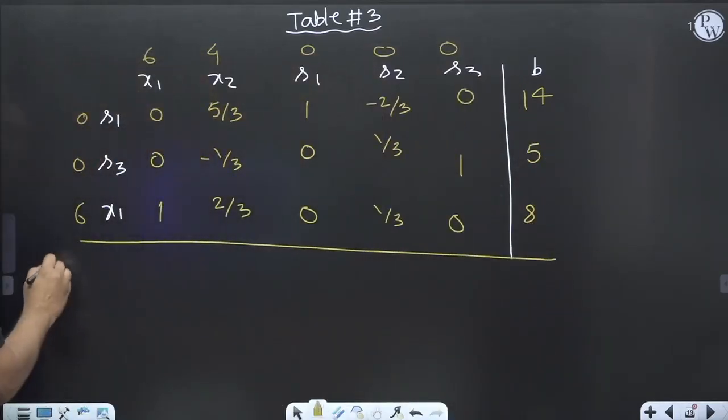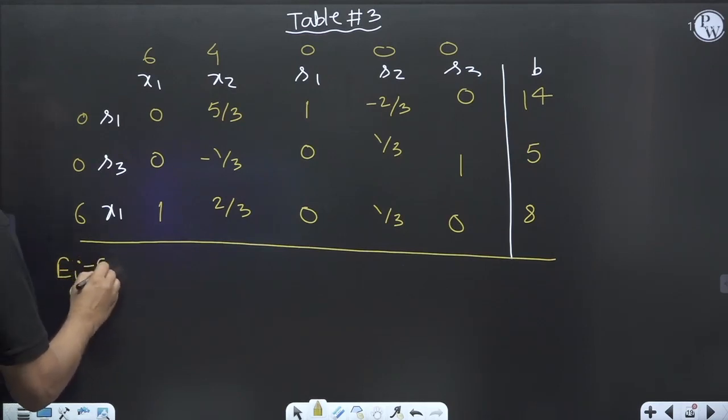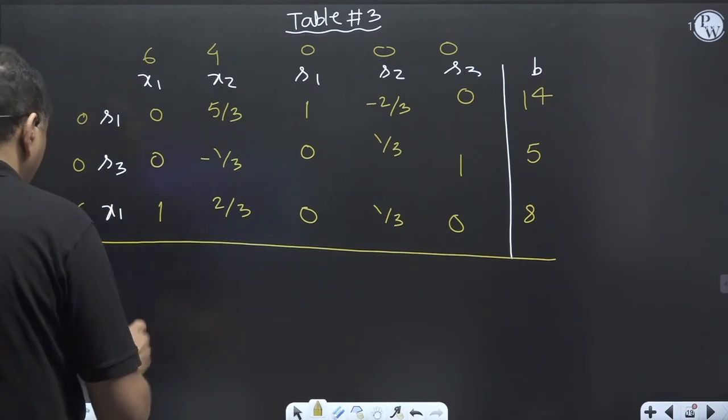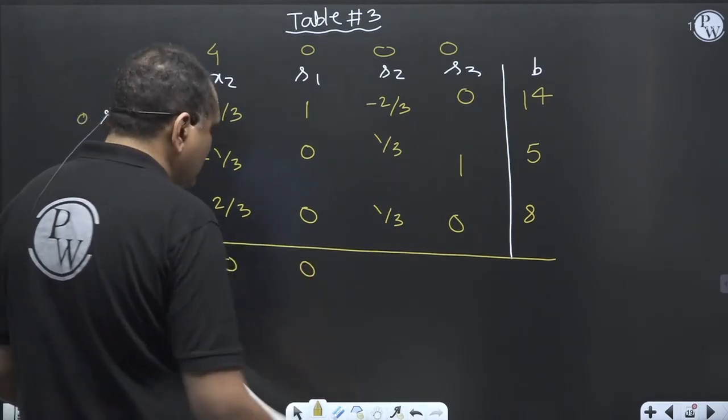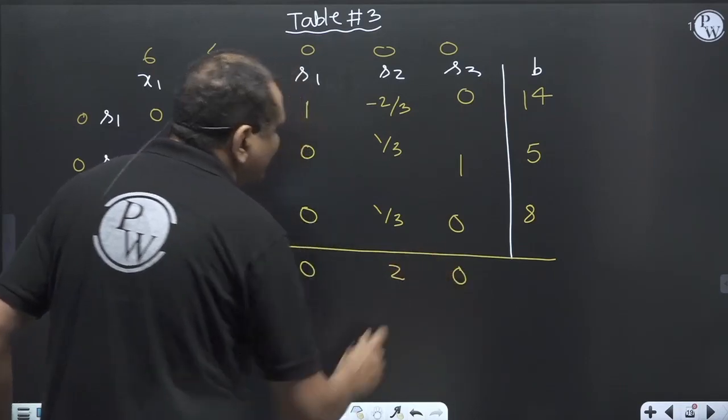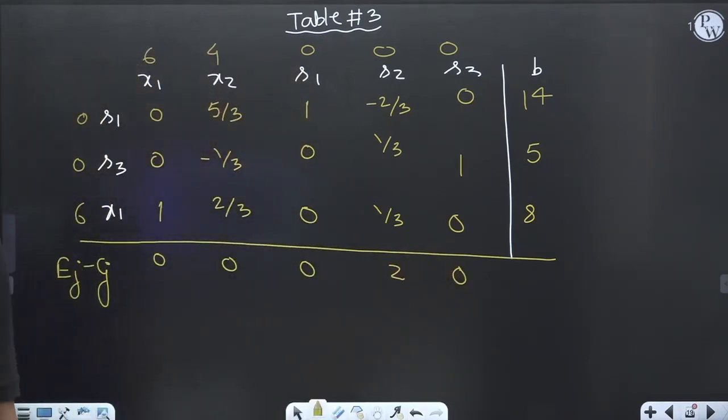And finally, Ej minus Zj: zero, zero, zero, 2, 0. This should be the final table.